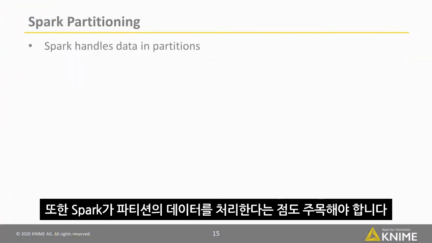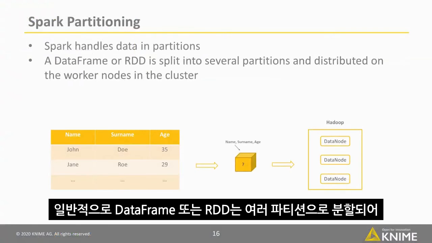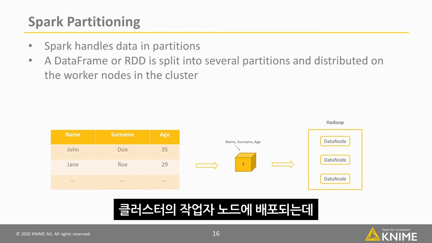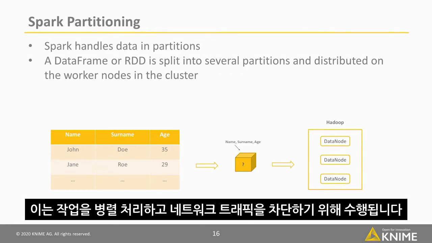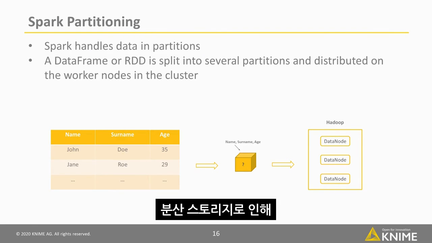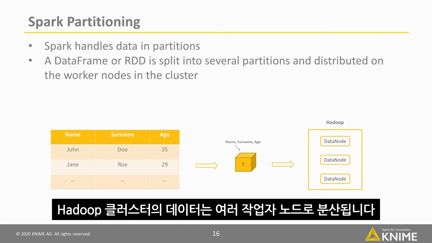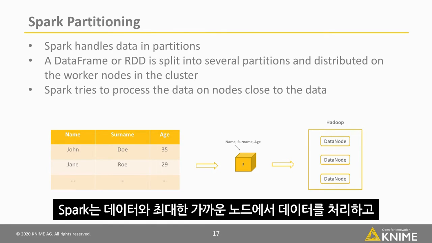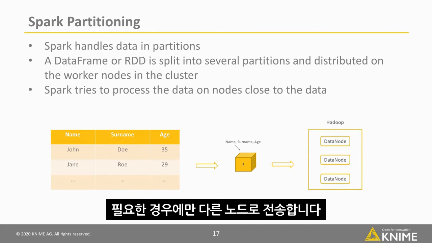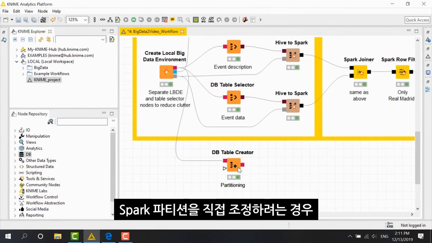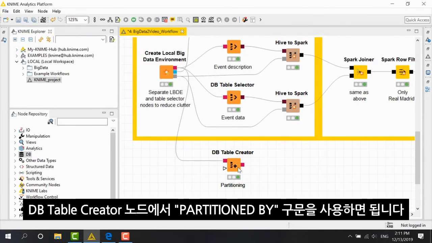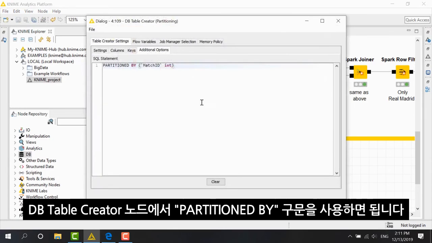Also worth noting is that Spark handles data in partitions. Usually a data frame, or RDD, is split into several partitions and distributed on the worker nodes in the cluster. This is done to parallelize the execution and avoid network traffic. Due to the distributed storage, data in a Hadoop cluster is spread to several worker nodes. Spark tries to process the data on nodes that are close to the data and only transfers them to other nodes if needed. Note that if you would like to adjust the Spark partitions yourself, you can do so using our partitioned by statement in a DB table creator node.